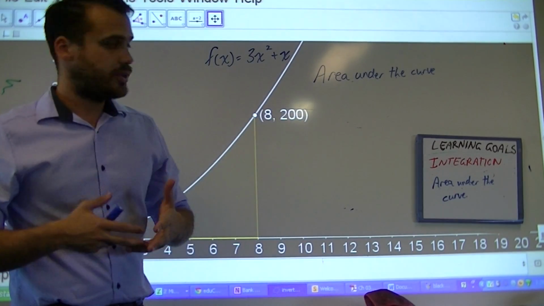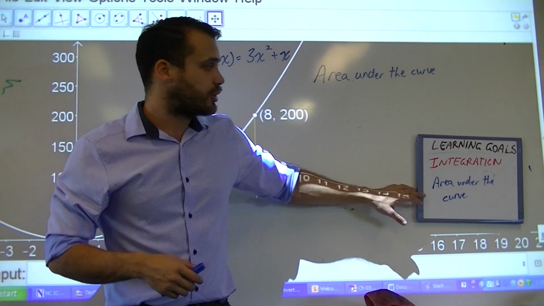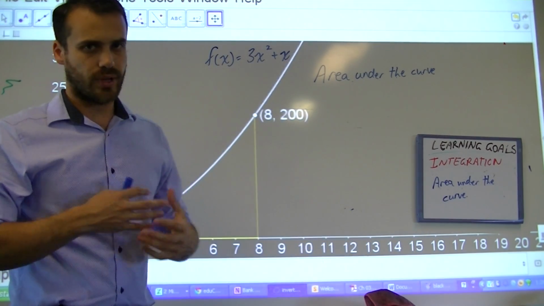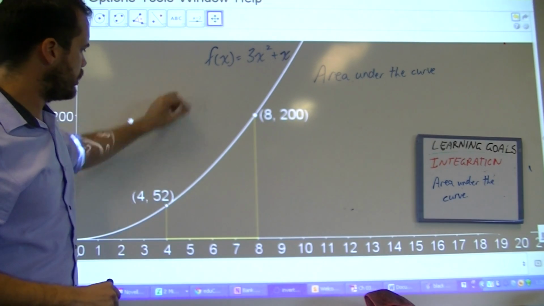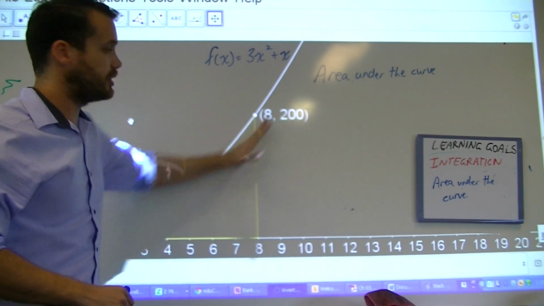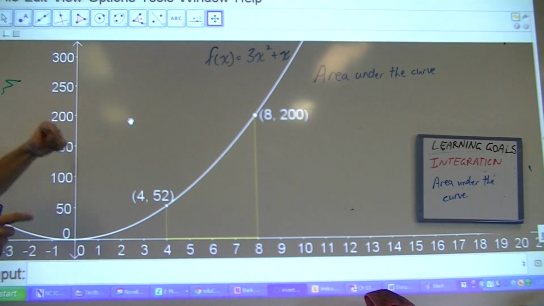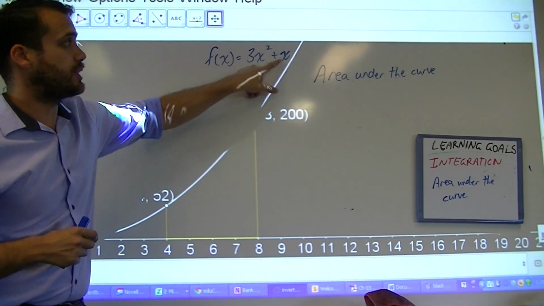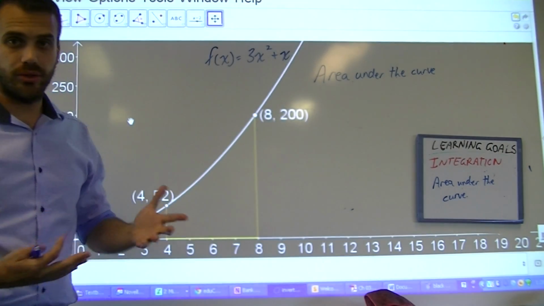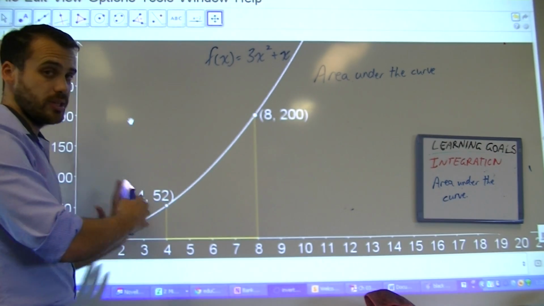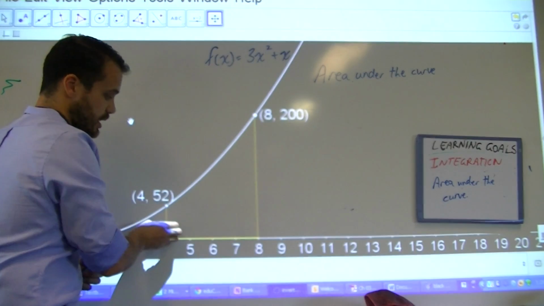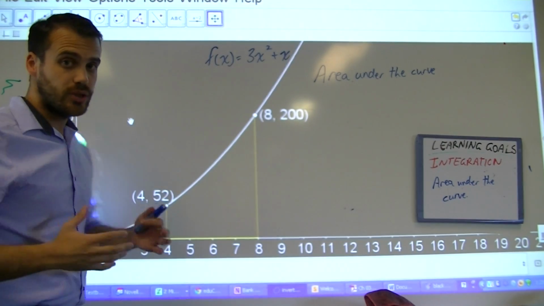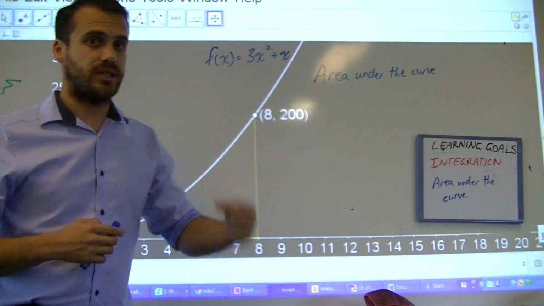Okay, so the learning goal for this video is finding the area under a curve using integration. Now this is the same function we looked at in our last video. You can see that this function is a parabola. The function is actually 3x squared plus x. Now our goal in this lesson is to find the area under this curve between x equals 8 and x equals 4. Now we can do that by finding something called the definite integral.